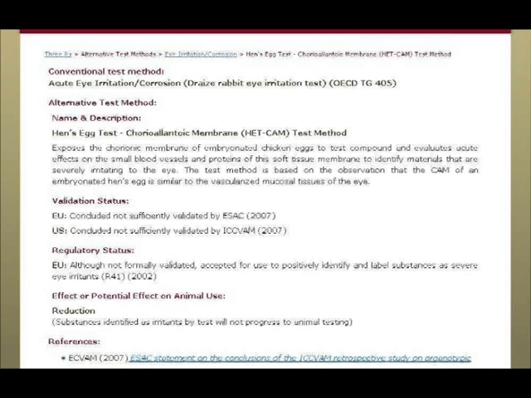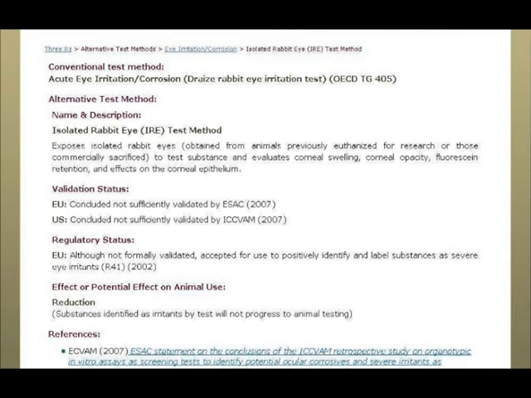This 4th alternative test is called the isolated rabbit eye test method, and the description of it reads, exposes isolated rabbit's eyes obtained from animals previously euthanized for research or those commercially sacrificed to a test substance and evaluates corneal swelling, corneal opacity, fluorescent retention and effects on the corneal epithelium. This test wouldn't be acceptable to either vegans or vegetarians because an animal has to die for it to take place.